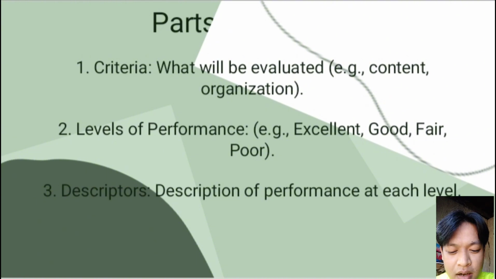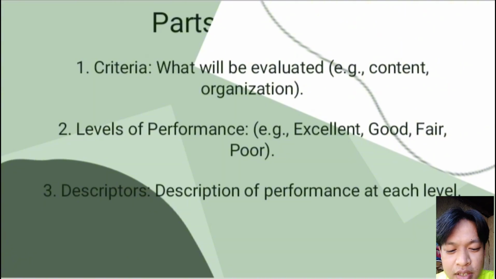Examples are content and organization, but criteria could include grammar, clarity, creativity, accuracy, or completeness, or any other relevant factors depending on the assessment purpose. Next is levels of performance. Example, excellent, good, fair, or poor.